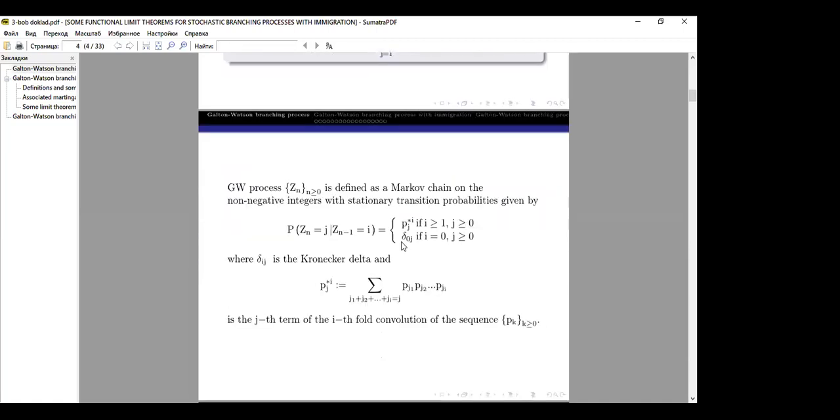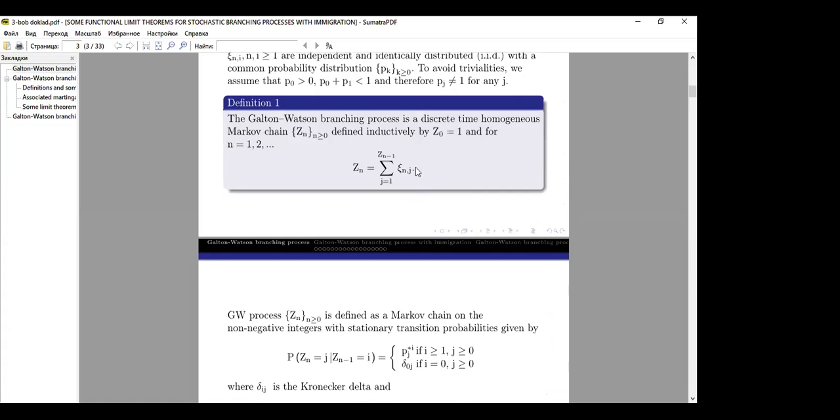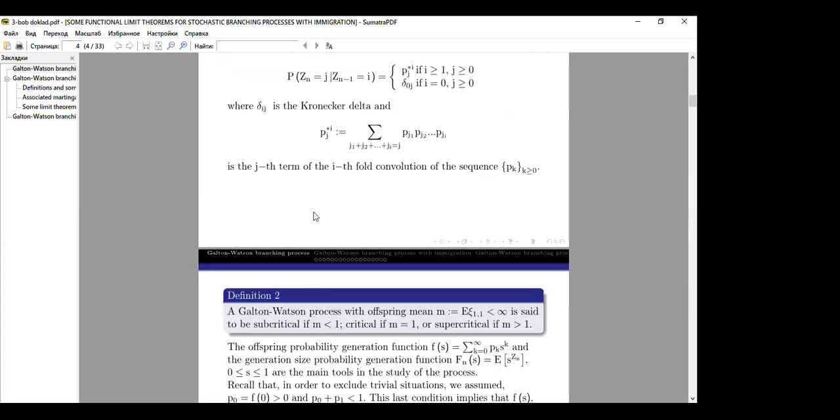I want to say the most common interpretation is very interesting, and it was the first, and I want to give the second definition. This definition says the Galton-Watson process with offspring mean m, which we suppose is finite, is said to be subcritical if m is less than one, critical if m equals one, or supercritical if m is larger than one.